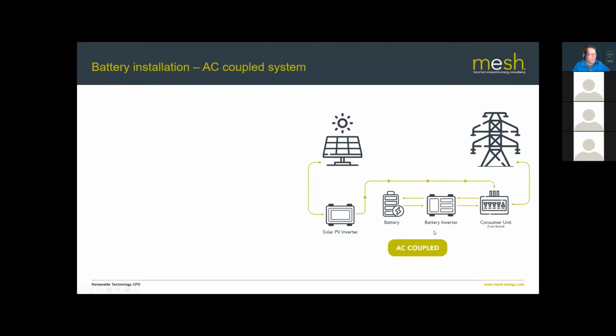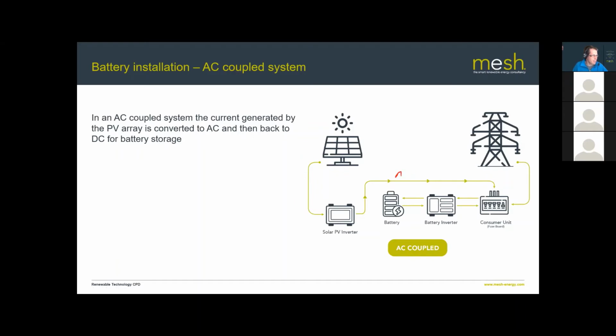When we add a battery into the system, there's a couple of alternative arrangements. This is probably the most common one and is certainly the easiest to retrofit, which is called an AC coupled system. So here you're taking your electricity in DC from your solar PV, you're passing it through the inverter, turning that into AC. So we've got AC here. That then goes into your consumer unit. If there's any excess, that then goes into your battery inverter.